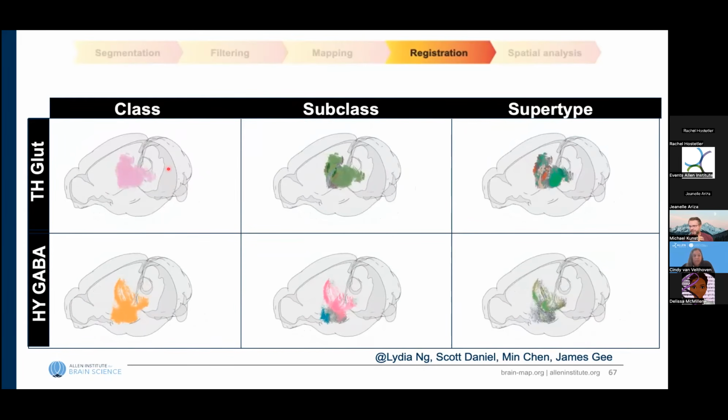And in addition to seeing them nicely in 3D, you can also see that if you go down the hierarchical tree, the expression pattern or the localization of the individual classes, subclasses, and supertypes becomes more and more refined, and becomes more and more regionally localized.